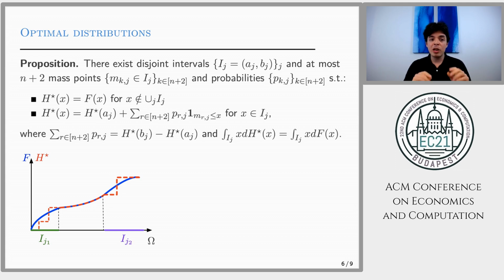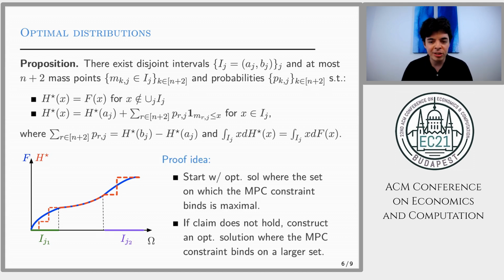One thing that I forgot to mention, which is important, is that this H star distribution has mass points within each of these intervals. It has at most n plus 2 mass points, where n is the number of side constraints that our optimization problem had. How do we establish such a result?